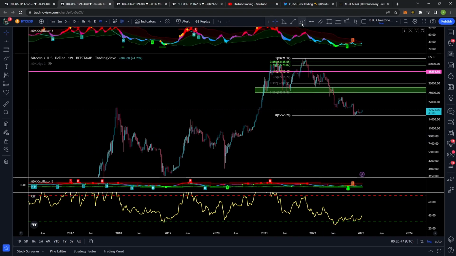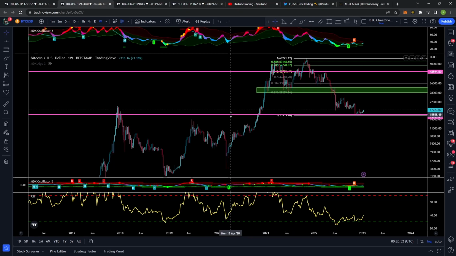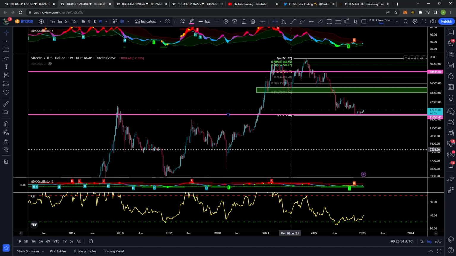Were you here at the beginning? I was talking about this support level here. I mean, that's absolutely beautiful on the way up. Finding a double bottom there. Had the structure back here.